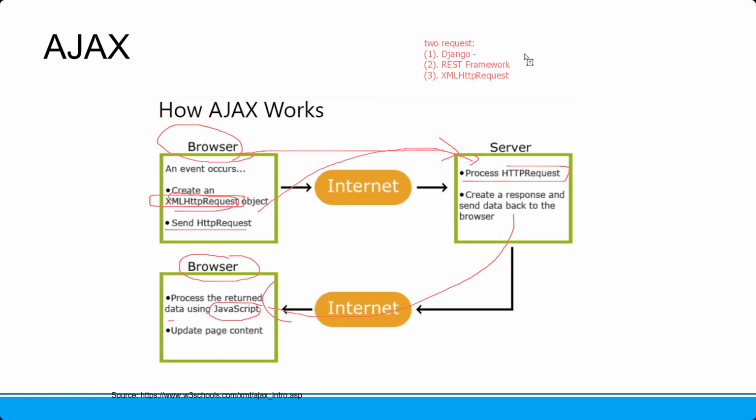When you use Django, you will use Python and SQL. When you use the REST framework, sometimes you use Python to handle the communication. But when you use the XML HTTP request, you will use JavaScript. So the options are up to the developers. What kind of language do you want to use?